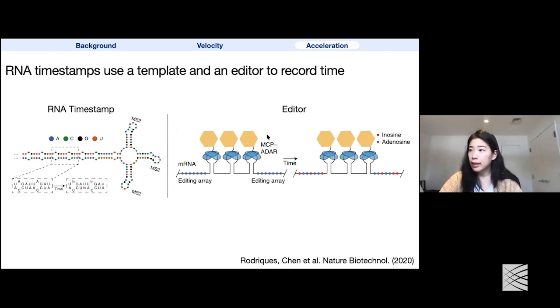The editor shown here is composed of this human ADAR2 fused to an MCP, or the MS2 capsid protein. And it's a protein that binds to MS2 sites in RNA. And so after screening multiple RNA and ADAR variants, we selected a pair that would give you an editing timescale in the order of hours.